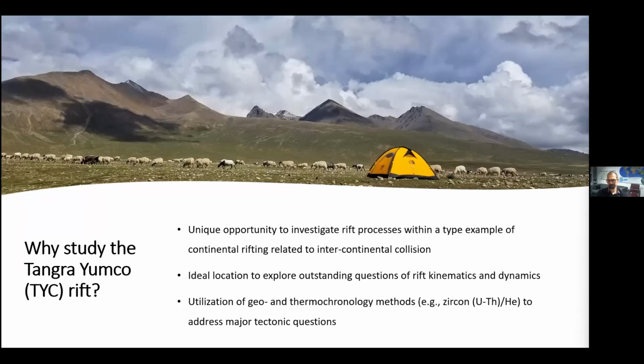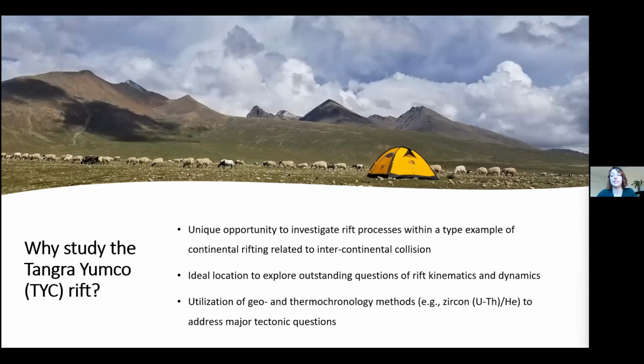Yes. Great. Okay, so why study a Tibetan rift such as the Tangra Yumco or TYC rift? To briefly sum it up, it offers a unique opportunity to investigate rift processes within a type example of continental rifting related to intercontinental collision.